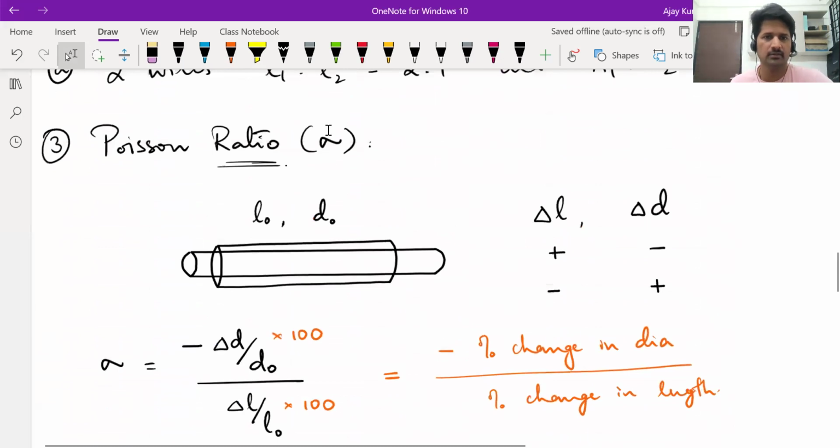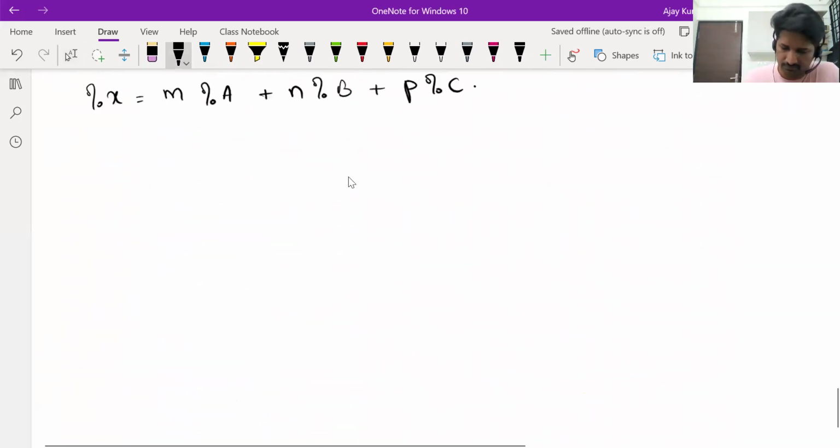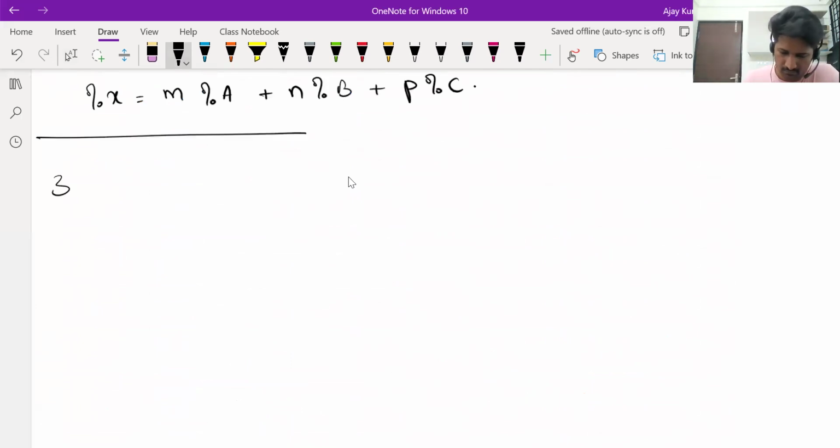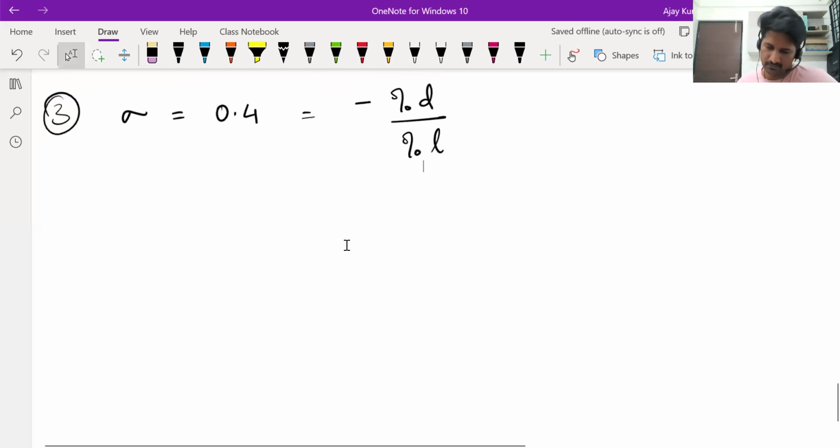I said we will solve one question based on how resistance changes when Poisson's ratio is also given to you. Let's see. Suppose Poisson ratio of that material is 0.4. Okay, remember what is Poisson's ratio? It is negative of percentage change in diameter to percentage change in length. Okay, it's negative of that ratio.